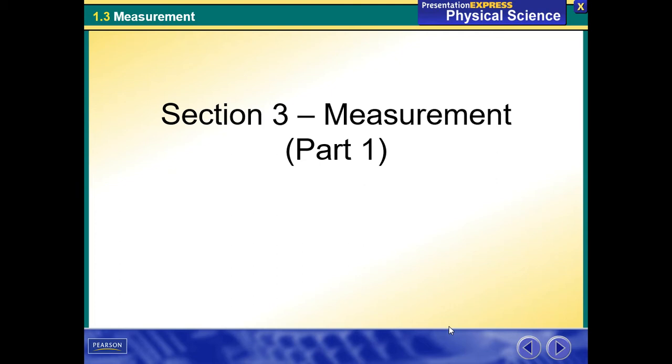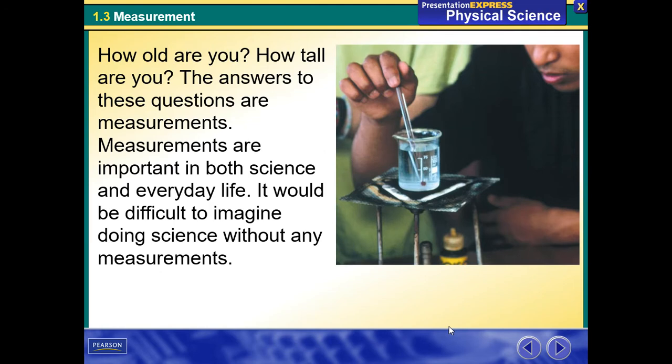So let's start part 1. It begins by asking questions. How old are you? How tall are you? When you answer these questions, you're giving measurements, such as, I'm 16 years old or 5'4".